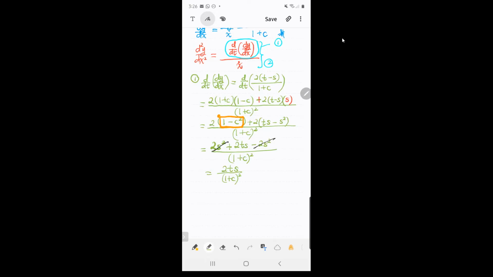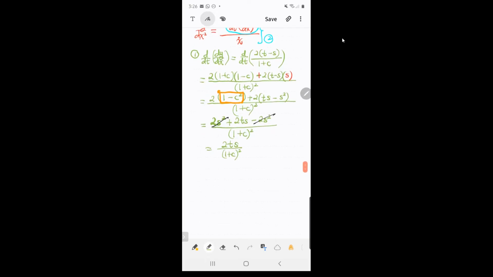Now this is just the first step. Now I'm going to the second step. So to find d2y dx2, you need to use the expression that you have here, which is 2ts divided by 1 plus c in the bracket squared. This whole thing has to be divided by 1 plus c one more time.